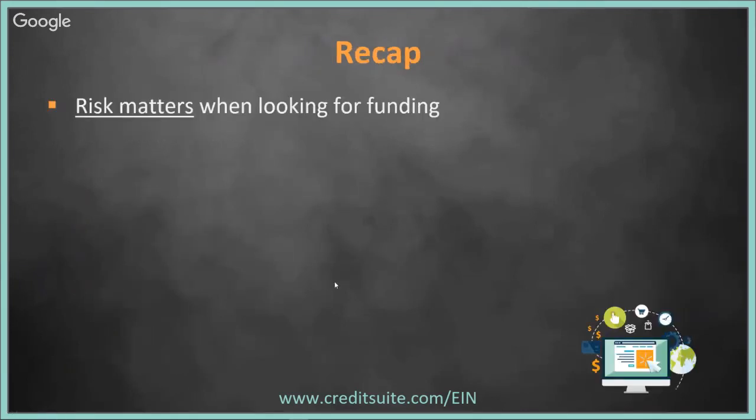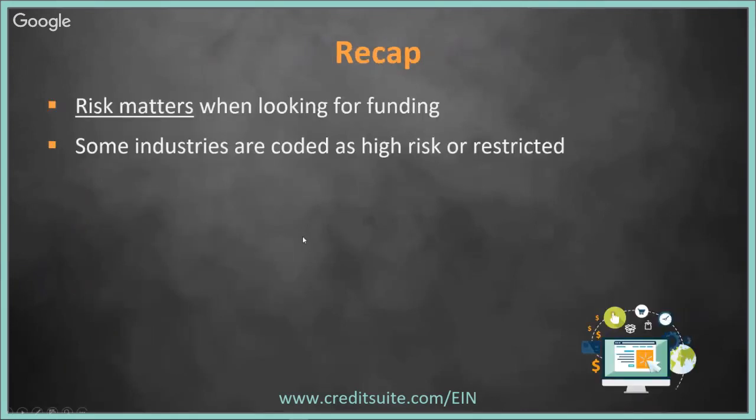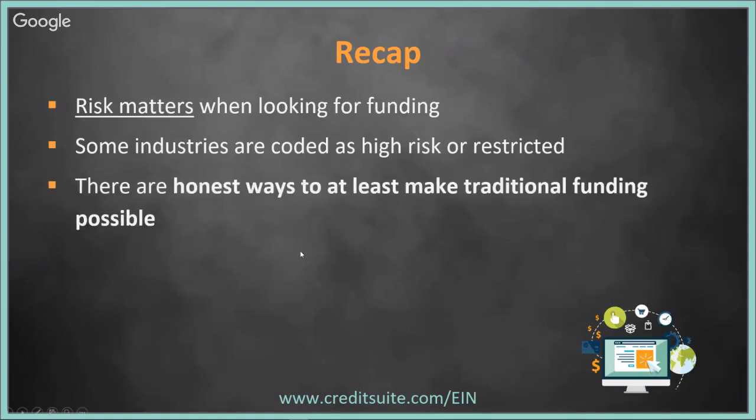So let's wrap this up. Risk matters when looking for funding. We all understand that. Some industries are just coded as high risk or restricted. Sometimes it's individual lenders that do that, and sometimes it's the lending industry as a whole that deems those codes to be high risk. There are honest ways to at least make traditional funding possible. And we talked about some of those ways, right? We talked about choosing an SIC, because there's multiple to choose from, that best fits your business. You're not putting high risk indicators in your business name, as some examples.